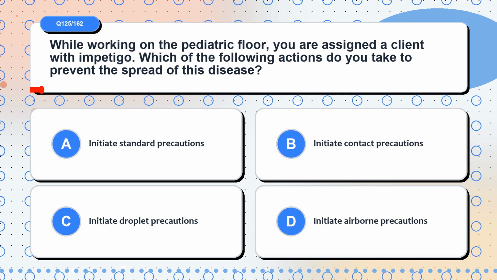Question 125. While working on the pediatric floor, you are assigned a client with impetigo. Which of the following actions do you take to prevent the spread of this disease? Here are the options. Option A. Initiate standard precautions. Option B. Initiate contact precautions. Option C. Initiate droplet precautions. Option D. Initiate airborne precautions.